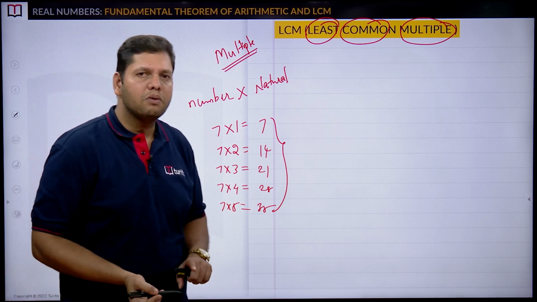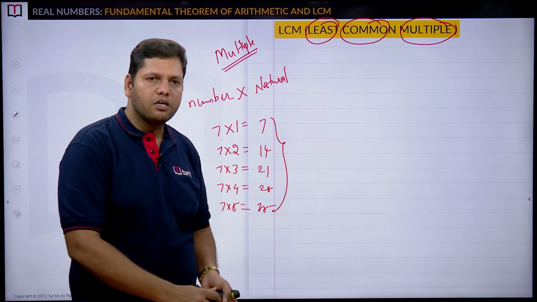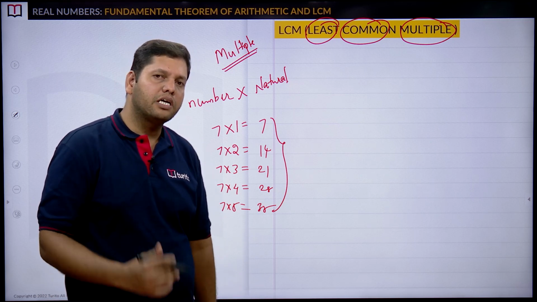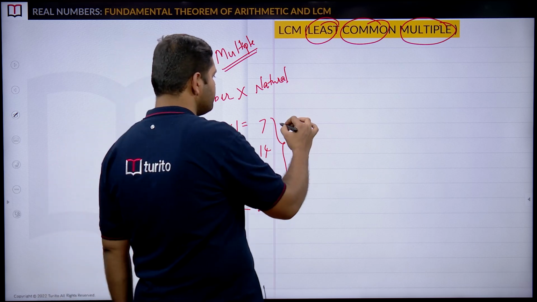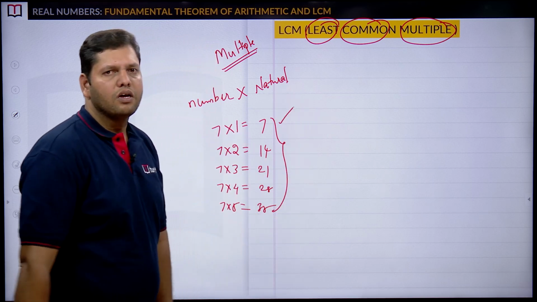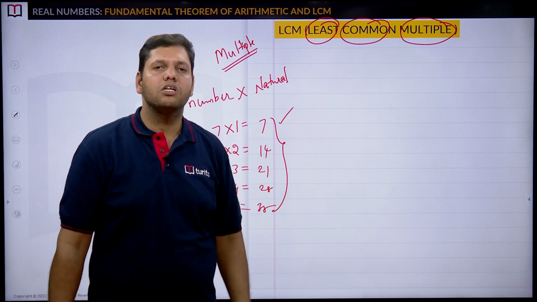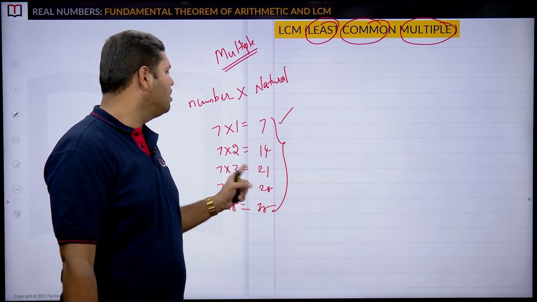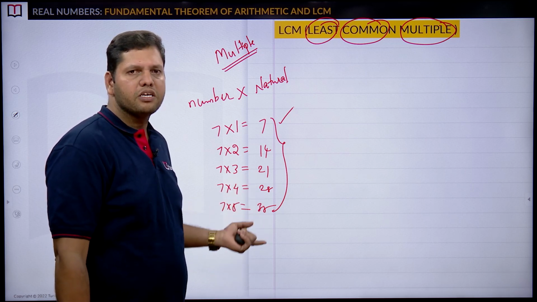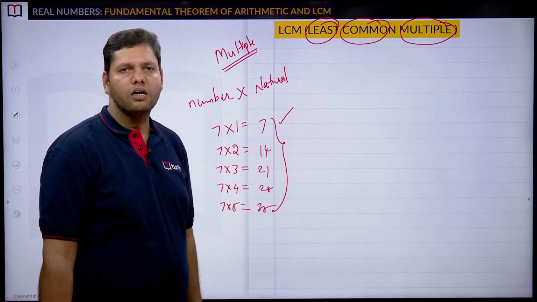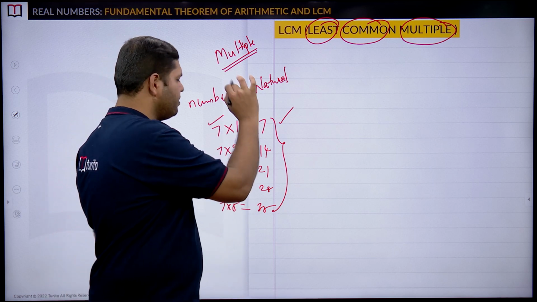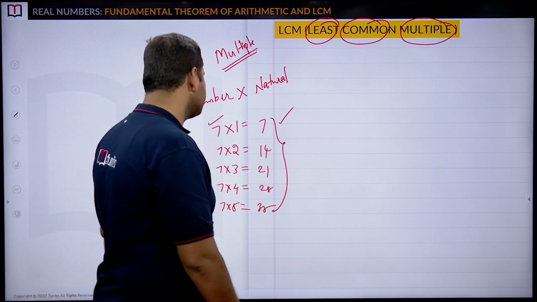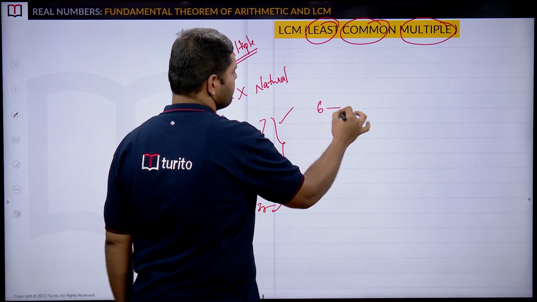Generally, the multiple is nothing but what? The product of the number and the natural number. So the product of the number and the natural number gives the what, children? The multiples of the number. See, by the way, you can easily find all the multiples of a number. You can write 7 is one multiple, 14 is a multiple, 21 is a multiple, 28 is a multiple, and so on. So these are all the multiples of 7. Clear, children?